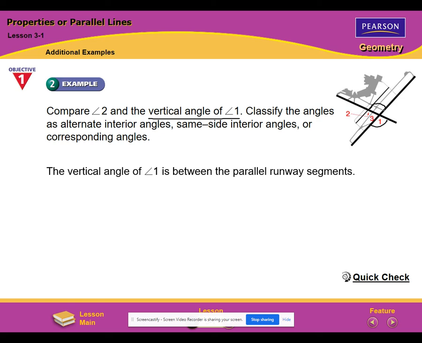Now, do you see that? Let me draw it a little smaller. Here's the angle that's vertical with angle 1, this one that I'm coloring in. And then they're saying angle 2. Well, wouldn't those be alternate interior angles? You have parallel lines and a transversal like this, okay?